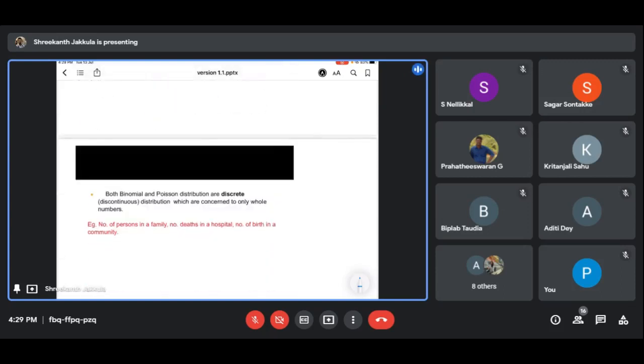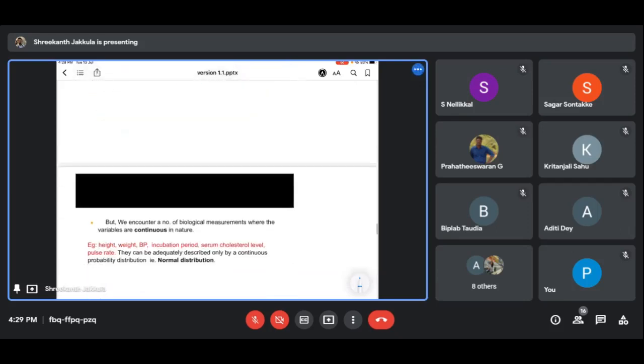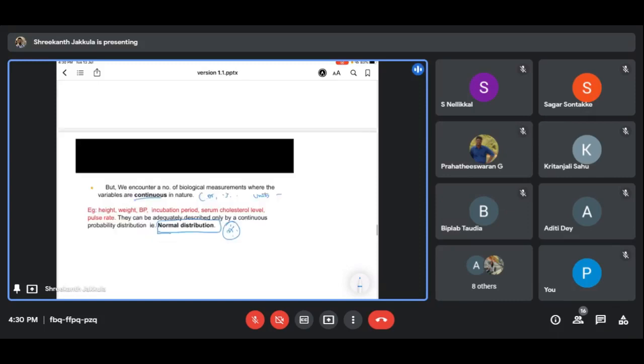So both binomial and Poisson distributions, as I already said, are discrete distributions which are concerned only with whole numbers, like number of persons, number of deaths, number of births. This is the meaning of discrete. If it is continuous in nature, like 0.5 gram, 0.3 gram, if the units have such values, then you have to go for normal distribution. So it is very important for us to know the basics of normal distribution. Examples are height, weight, BP, incubation period, serum cholesterol levels, and pulse rate.